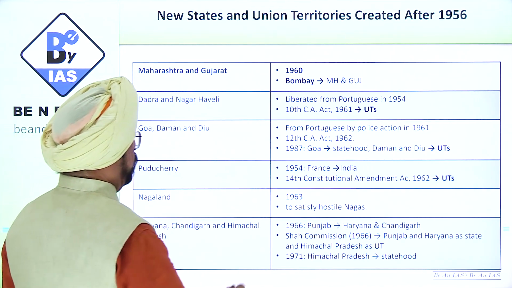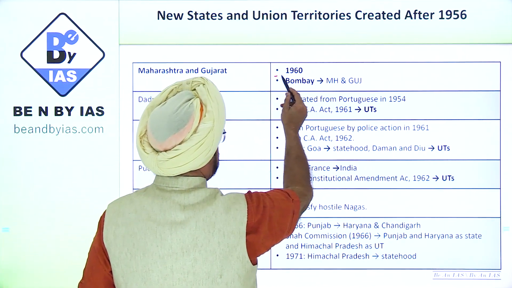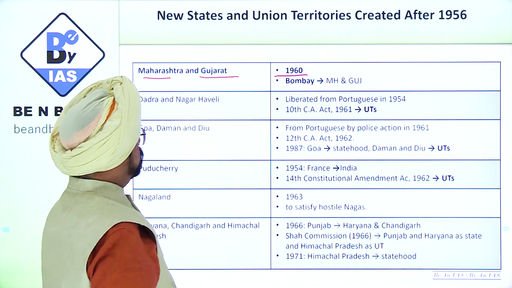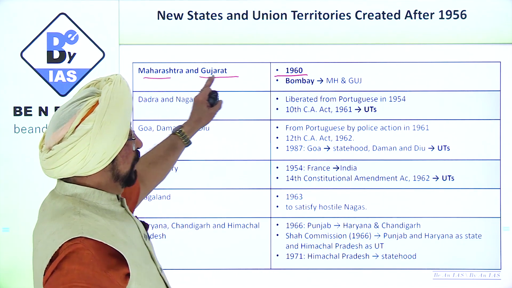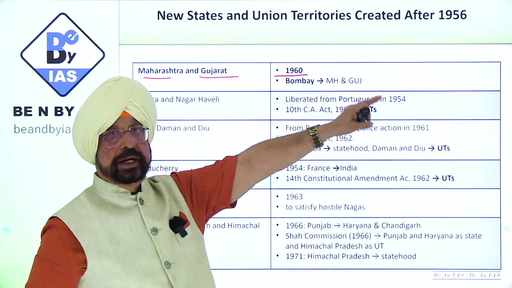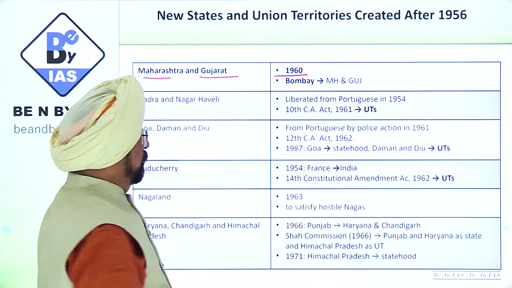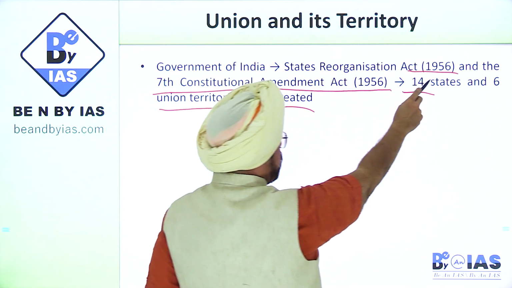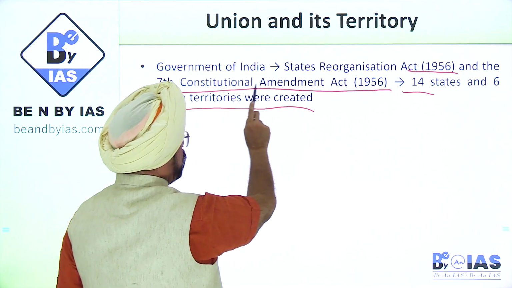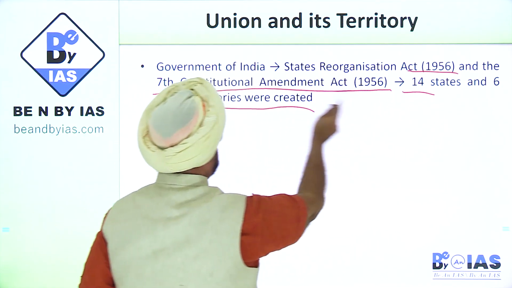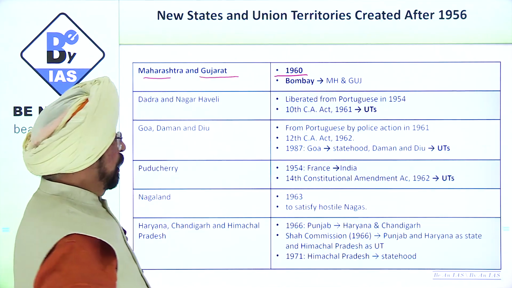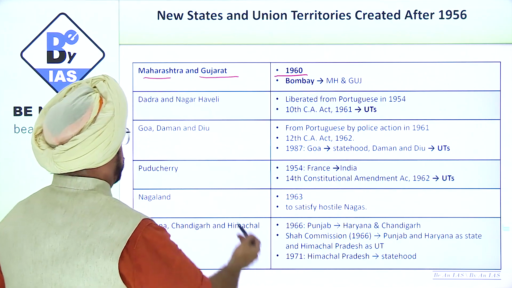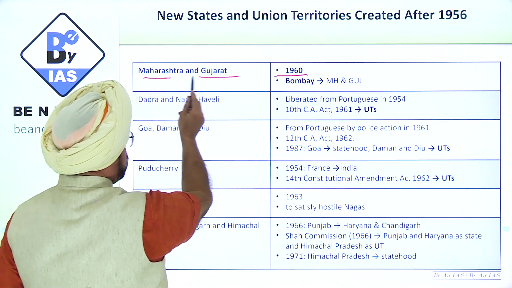So in the first stroke, in 1960, Maharashtra and Gujarat. New states and union territories created after 1956. So, in 1956, as we see, there is a States Reorganization Act of 1956 and 7th Constitutional Amendment, where 14 states and 6 UTs were created. Now we come to the scenario after 1956. So, in 1960, Maharashtra and Gujarat.